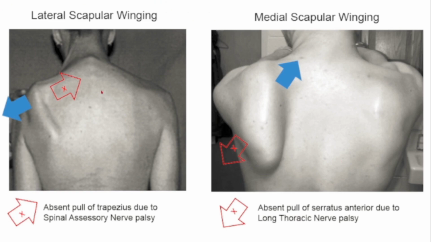Final slide, lateral scapular winging here, and then medial scapular winging, right? So we talked about the scapulothoracic joint. The dysfunction here can cause all kinds of biomechanical issues. If it's a lateral winging, you think about the spinal accessory nerve. If it is a medial winging, you think about the long thoracic nerve. Those are board questions that you could be asked.